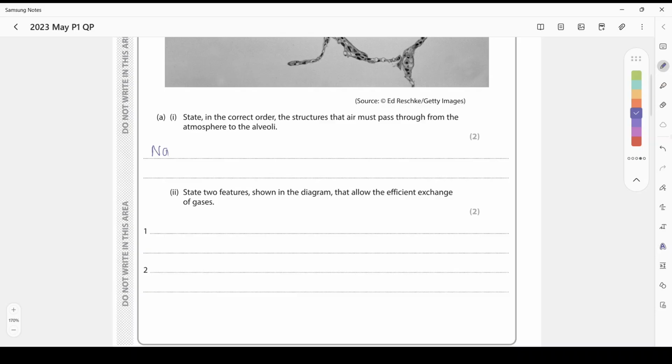We have the nasal cavity, or you can also say nose or mouth, that's fine too. Then the trachea, the bronchi, then the bronchioles. The reason why I put bronchi here is because that is plural.